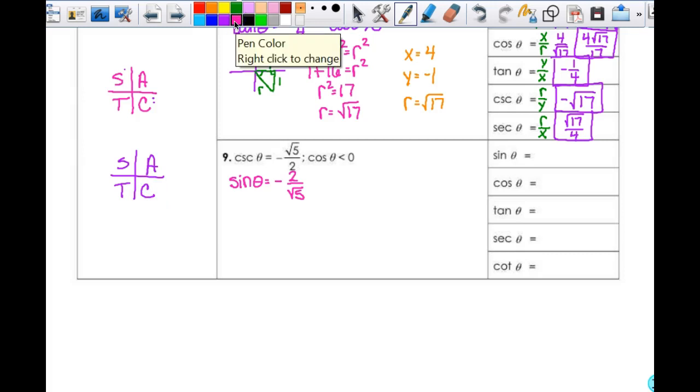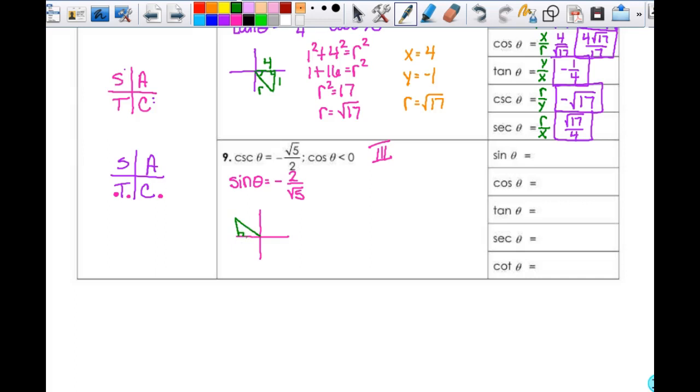So I have sine of theta is negative. They're both positive here, so it would have to be one of these two. And then cosine is also negative, so it would have to be this one here, and I'm in quadrant 3. Okay. Draw my little picture of my triangle here in quadrant 3.